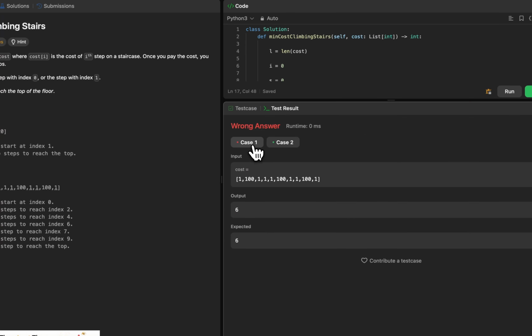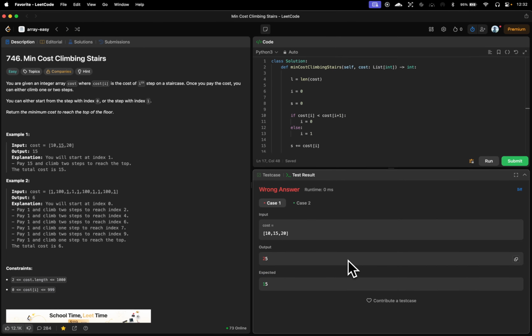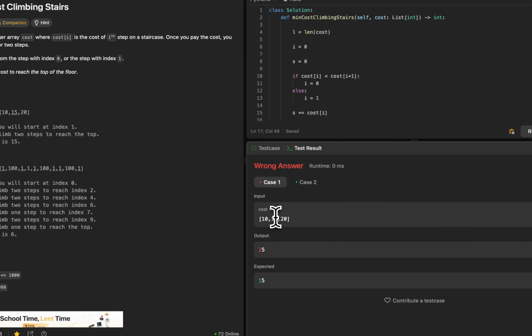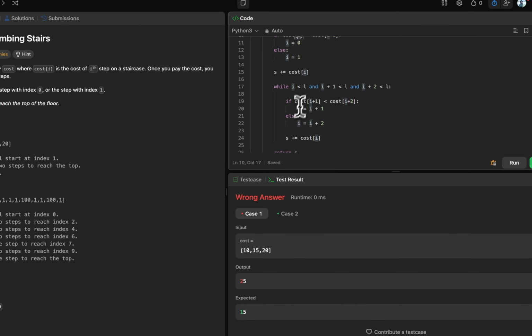1100. This is correct, and this will fail. Why? Let's see. According to my logic, I will first decide should I go on the 10 or 15, and the question will choose that it wants to go with the 10, and then I can jump to either 15. According to the while logic, I can jump to either 15 or 20. I'll see i plus 1 which is 15, i plus 2 which is this, it is less than, i equal to i plus 1 which becomes 15.